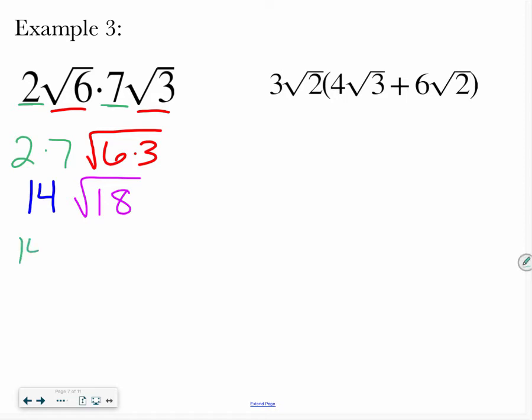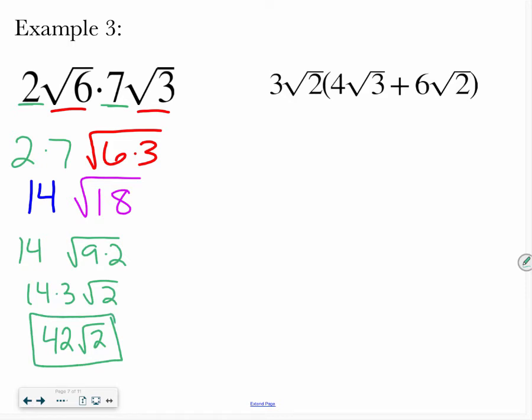And I know 18 can be rewritten as 9 times 2. I can pull a 3 out. 14 times 3 gives me 42 square roots of 2. So that is as simplified as I can go.